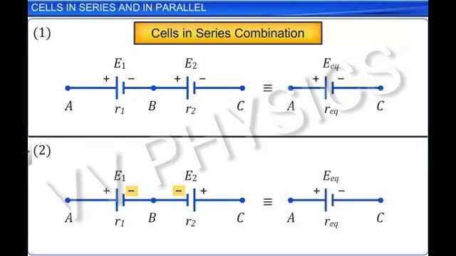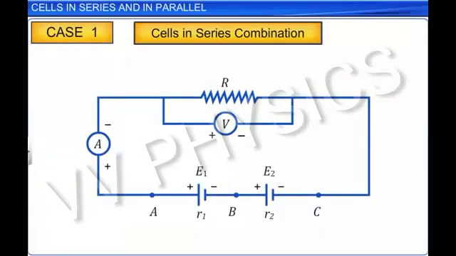Let us now analyze the first case, where the negative electrode of the first cell is connected to the positive electrode of the second cell. E1 is the EMF of cell 1. R1 is the internal resistance of cell 1. E2 is the EMF of cell 2. R2 is the internal resistance of cell 2. The potential at point A is VA. The potential at point B is VB. The potential at point C is VC.